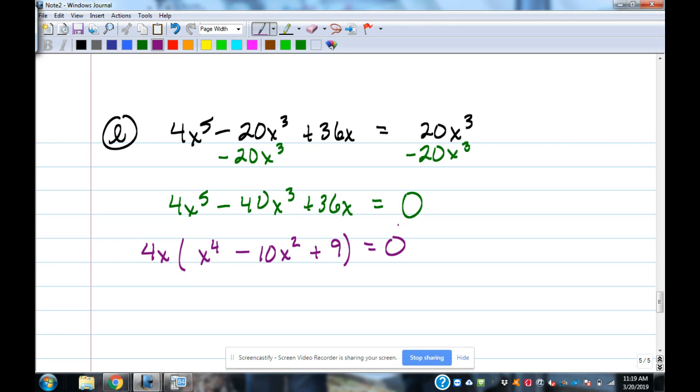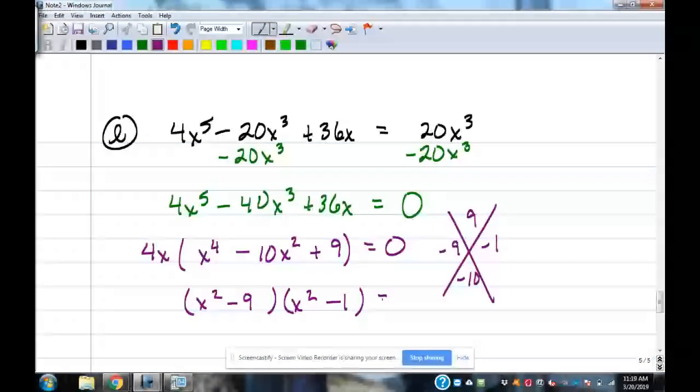Plus 9. All right. Now we've got a trinomial left in the parentheses, so we want to try to factor that. It's got 3 terms, so that means we use what method? X factoring method. So multiply to be 9 and add to be negative 10. Negative 9, negative 1. My shortcut I could use because there's nothing in front of x to the 4th. What would the factors be if I use the shortcut? x squared minus 9, x squared minus 1.